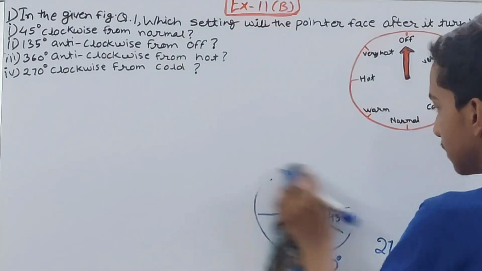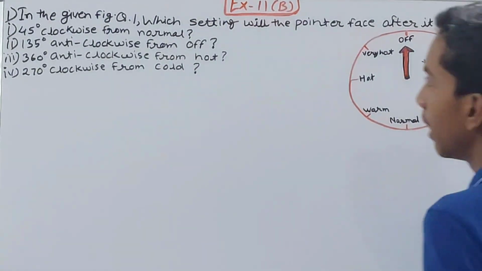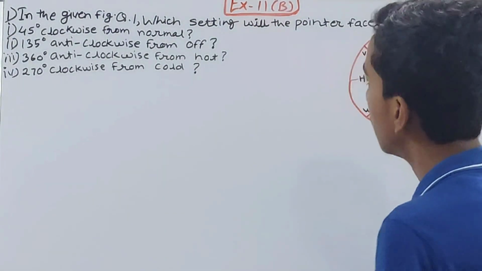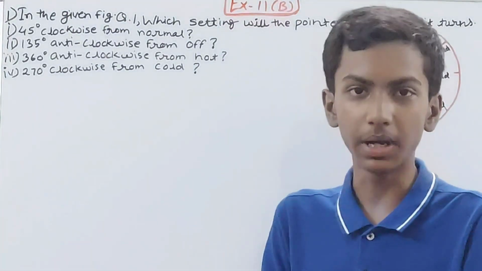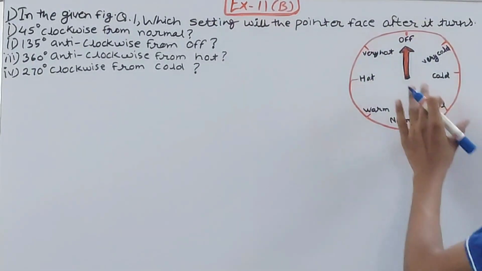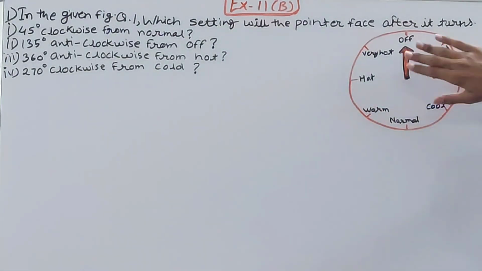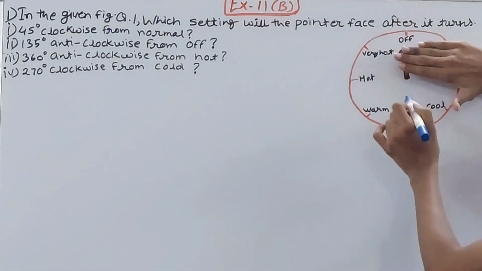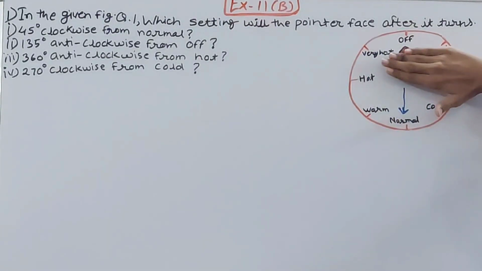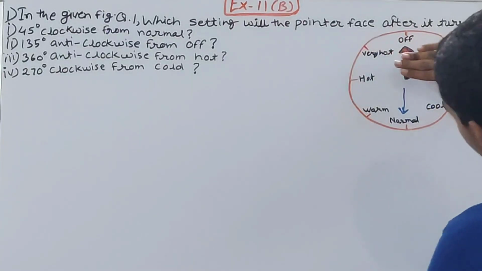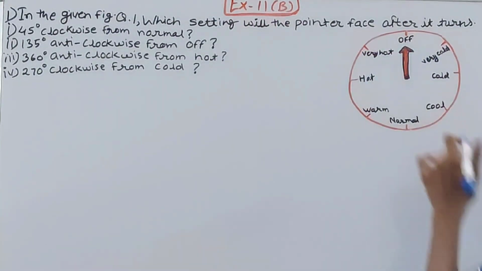All right, now we'll solve the questions here, so have a look yourself. I'll erase this. Now see the first part, what does it have to say? This is 45 degrees from normal. Which setting will the pointer face after it turns 45 degrees clockwise from normal? My pointer right now is here at normal. I'll make a different pointer. Now where will it face if it goes 45 degrees clockwise?